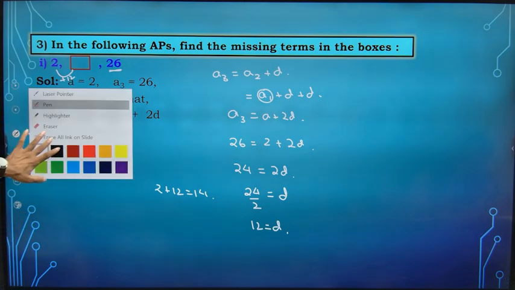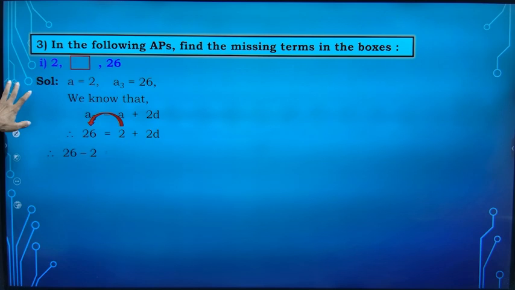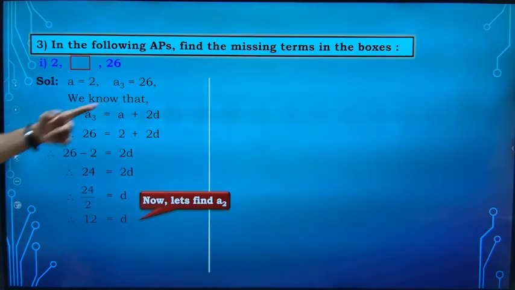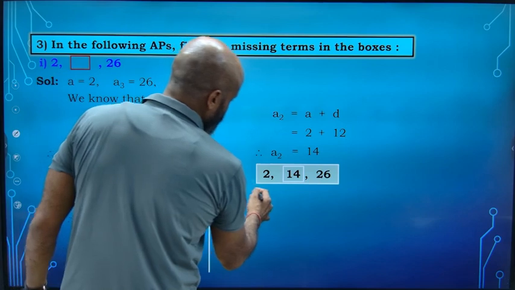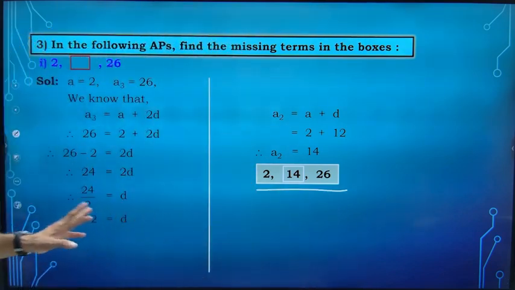Okay. So we can do it either way. Mine was a shorter formula because here we have only 3 terms. So here you get D. Now after finding D you will find the second term. So this will be 2 plus 12, that is 14. So the AP is 2, 14 and 26. Okay, clear?